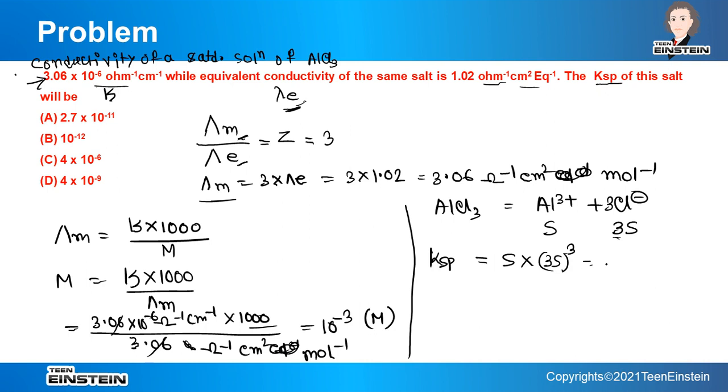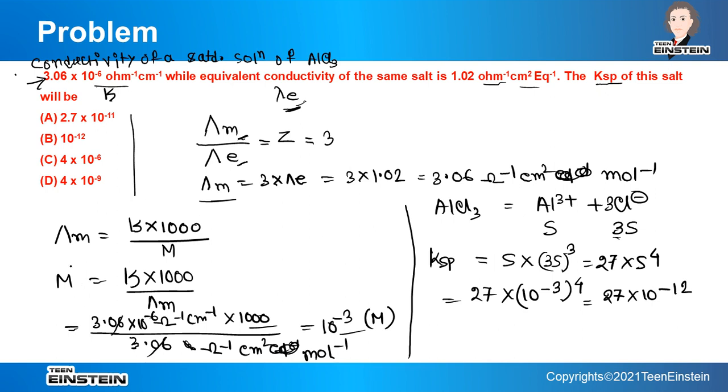Now 3, its cube is 27, and S cube into S, it will be S4. Put the value of S, which is 10 to the power minus 3. Ultimately it will be 27, 10 to the power minus 12. But we have to compare with the options. It is not matching, right? So we will arrange it in this way so that we can match it with the options. So now it will be 10 to the power minus 11, and it is matching with the first option. Okay. So in this way, we can calculate Ksp value, solubility product.